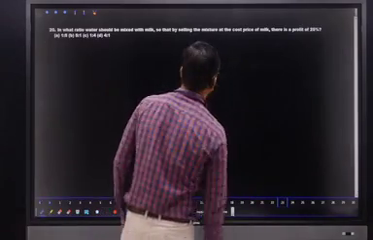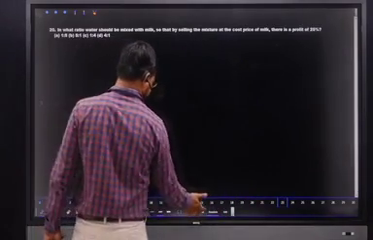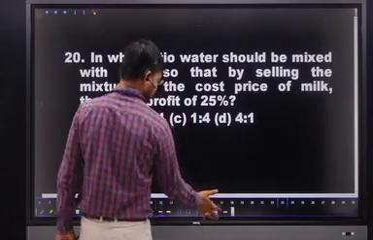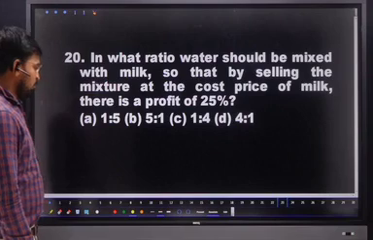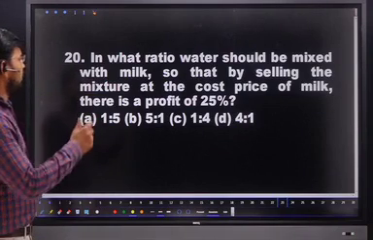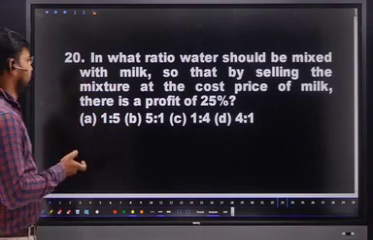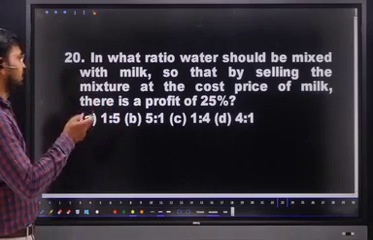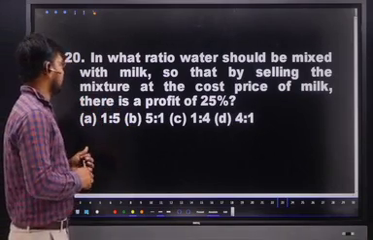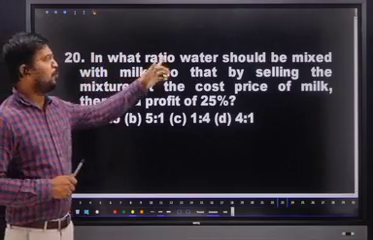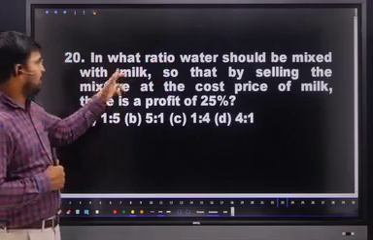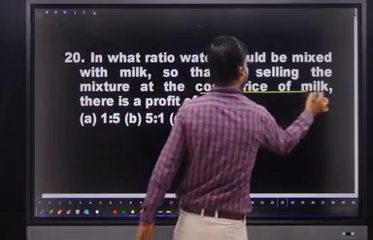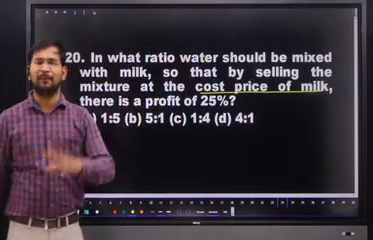Next question. Question number 20. In what ratio should water be mixed with the milk so that by selling the mixture at the cost price of milk, there is a profit of 25%?